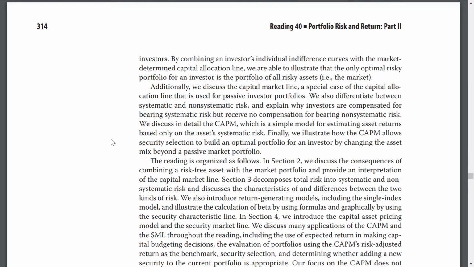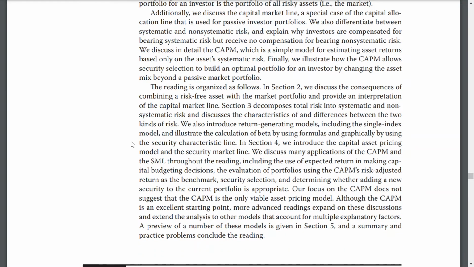This reading is organized as follows. In section 2, we discuss the consequences of combining a risk-free asset with a market portfolio and provide an interpretation of the capital market line. Section 3 decomposes total risk into systematic and non-systematic risk and discusses the differences between the two kinds of risk. We also introduce return generating models, including the single index model, and illustrate the calculation of beta by using formulas and graphically by using security characteristic lines.